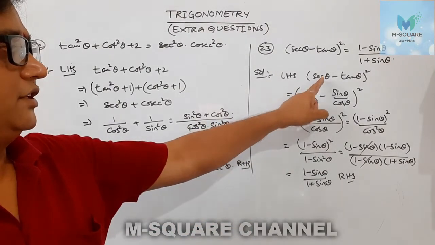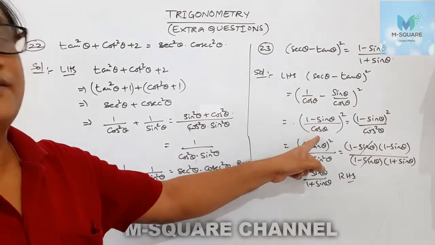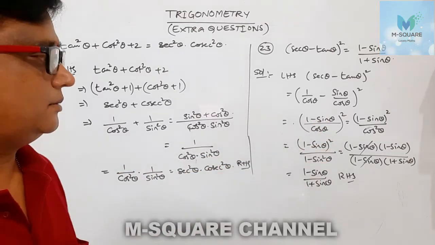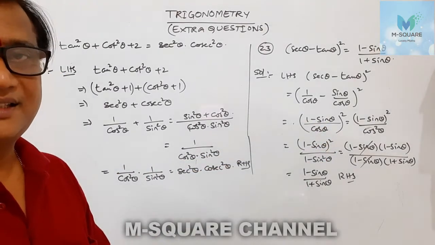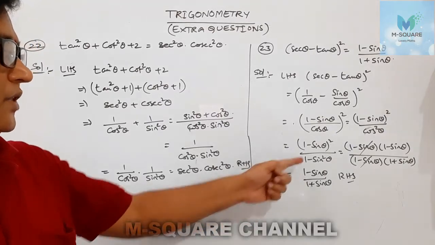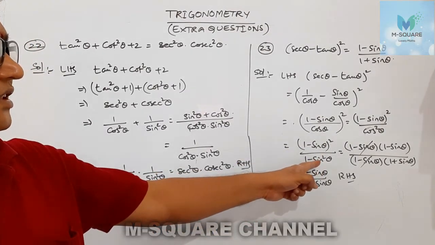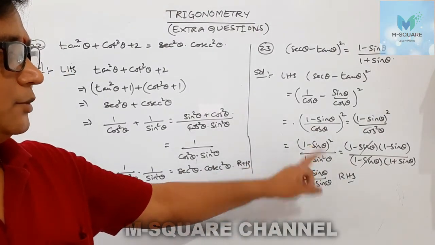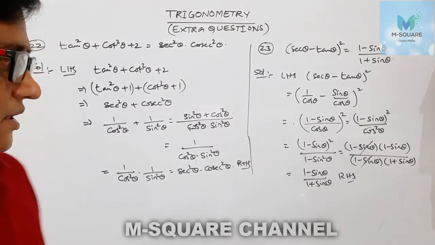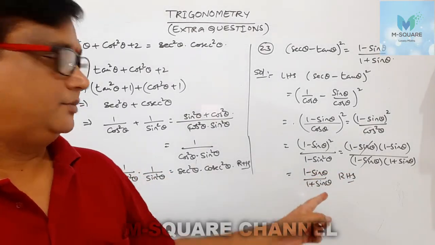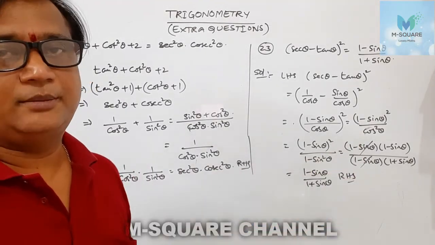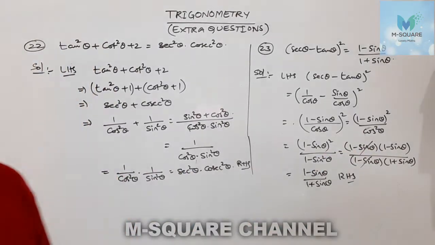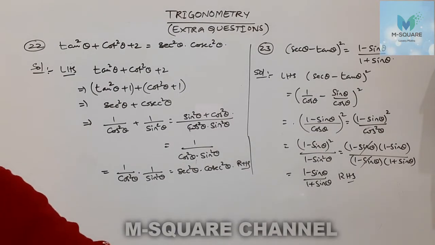Here we are going to change 1 by cos, sin by cos. After that we take the LCM cos theta, since both are the same, so 1 minus sin theta by cos theta whole square. So 1 minus sin theta whole square by cos square theta, that is, 1 minus sin square theta. Cos square theta means 1 minus sin square theta. This is a square minus b square, and this is a minus b whole square. So a minus b into a minus b by a minus b into a plus b. So these two are cancelled, the a minus b part is cancelled. So remaining, 1 minus sin theta by 1 plus sin theta is the answer.